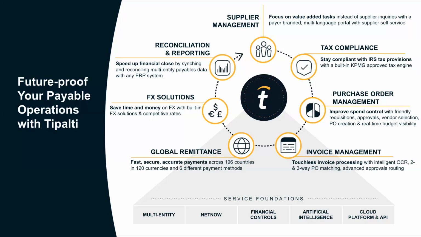The payments piece, again, just continues that automation of the soup to nuts, everything from an AP standpoint. We're a licensed money transmitter, registered by the US Treasury, so similar regulations to a bank. We essentially have the ability to transmit fast, secure, accurate payments across the world in over 196 countries, 120 different currencies, 6 different payment methods, without having to maintain banking relationships or set up a new bank account. So we handle all of that on your behalf.